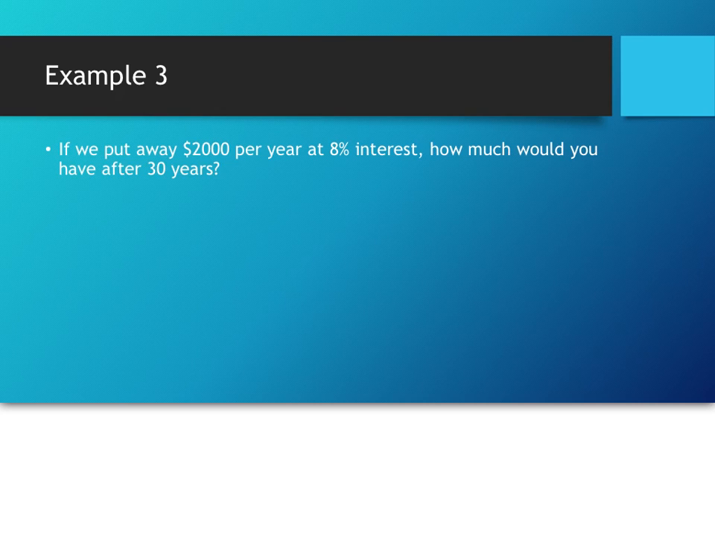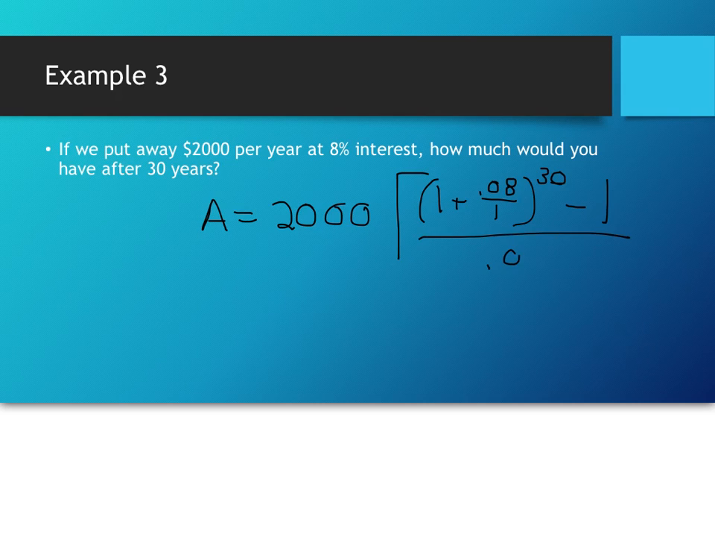All right, so in this case, when we set this up, the amount we're putting away is $2,000 per year at 8% interest. So since it's per year, we're going to assume that this is yearly, 0.08 divided by 1. And I want to wait 30 years. So 30 years, if we're doing this yearly, that means exponent of 30. Take a minus 1 over 0.08 over 1. That's my R over M. And that's what you get. And again, make sure that you're typing this into your calculator correctly.